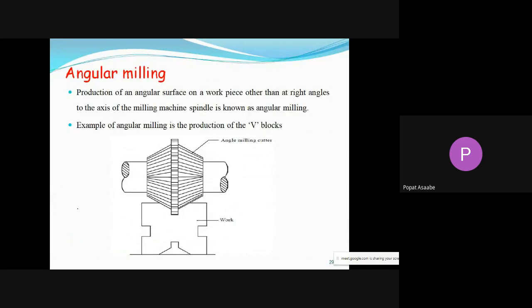Then angular milling. This operation is used to produce angular machining on your workpiece. An example of angular machining is V blocks.